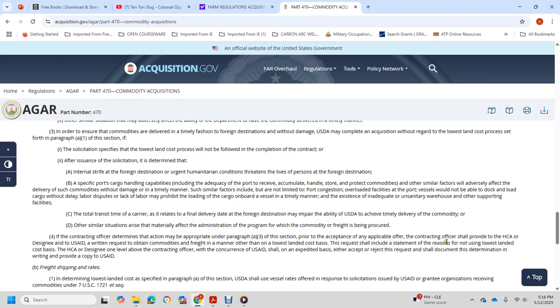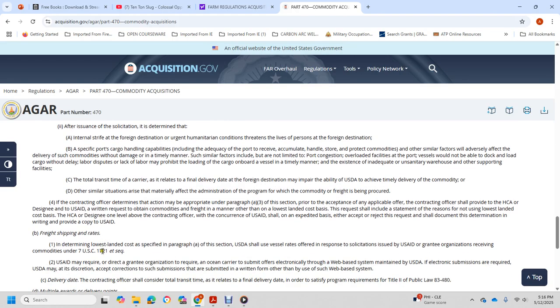prior to accepting the applicable offer, the contracting officer should provide the head of the contracting activity or designee, USAID, with a written request to obtain the commodity for the freight manner other than the lowest landed cost basis. The request should include the reason for not using the lowest landed cost basis. The head of contracting authority designee, one level above the contracting officer, with concurrence of USAID, should have the expected basis to accept or reject the request, and shall document the determination in writing and provide a copy to USDA.